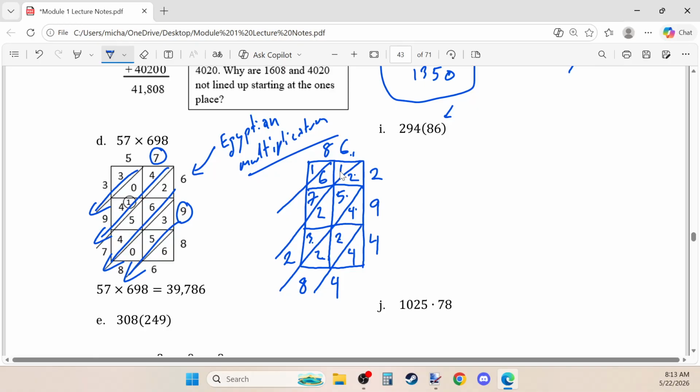1 plus 1 is 2. 2 plus 6 is 8. 8 plus 7 is 15. I write a 5 there. Carry a 1. 1 plus 1 is 2. So my answer now is 2. I read it this way: 5, 2, 8, 4.